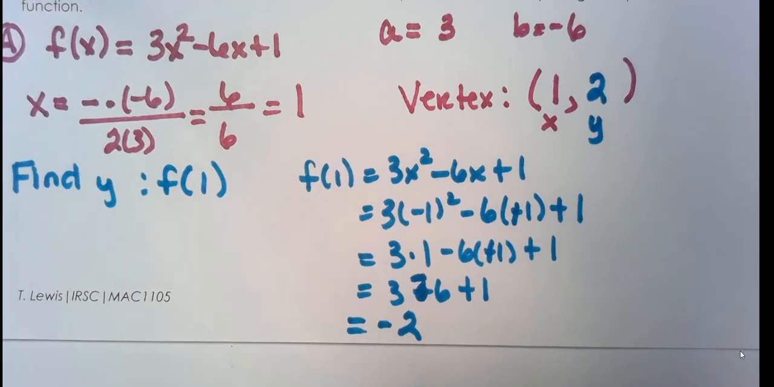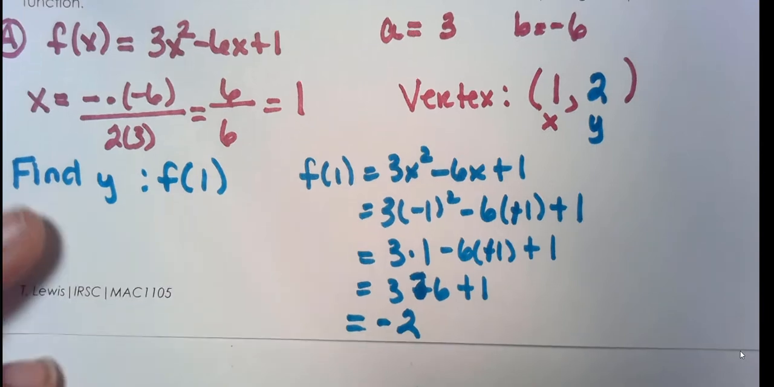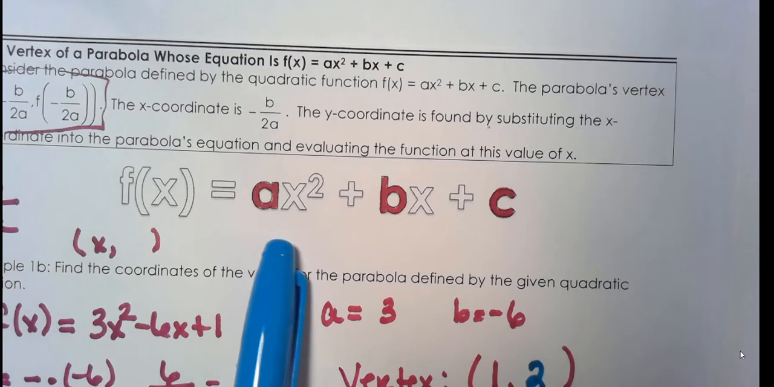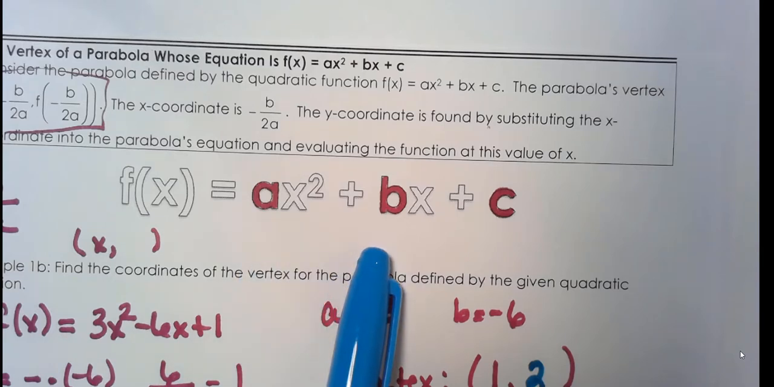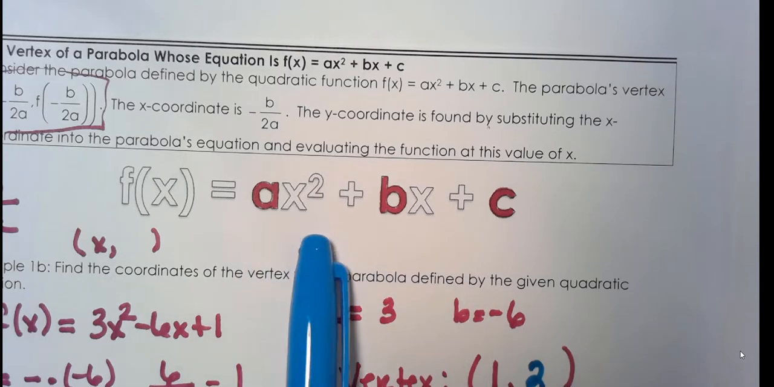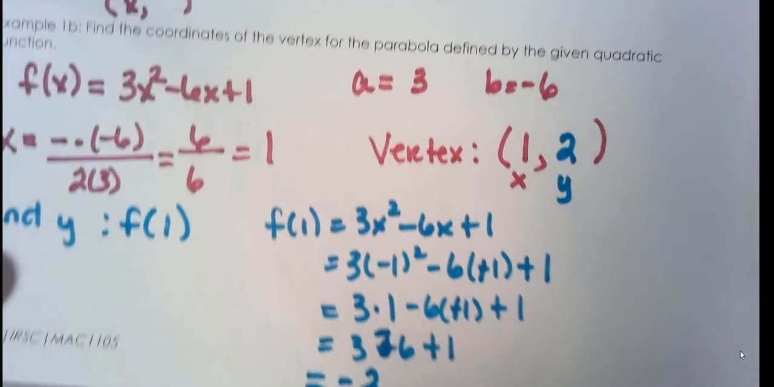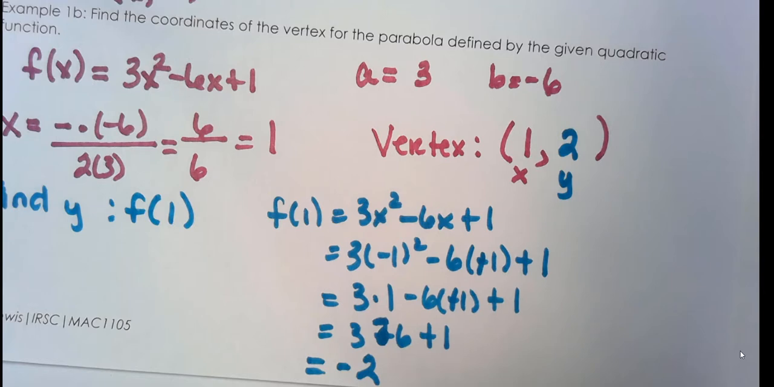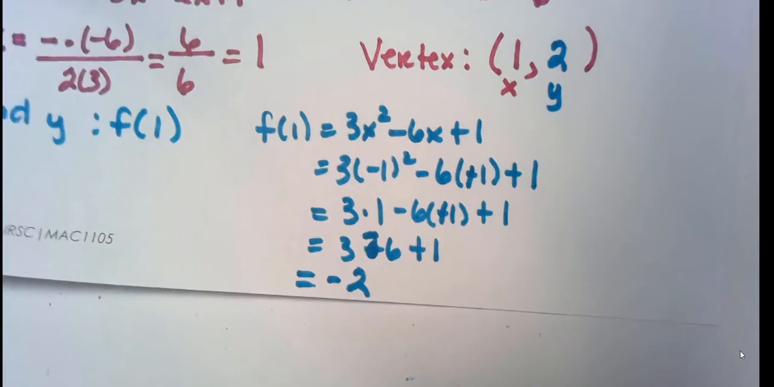Whenever we have an equation that is written in this format, ax squared plus bx plus c, this will be the way to find the vertex. Okay, so let's do another example.